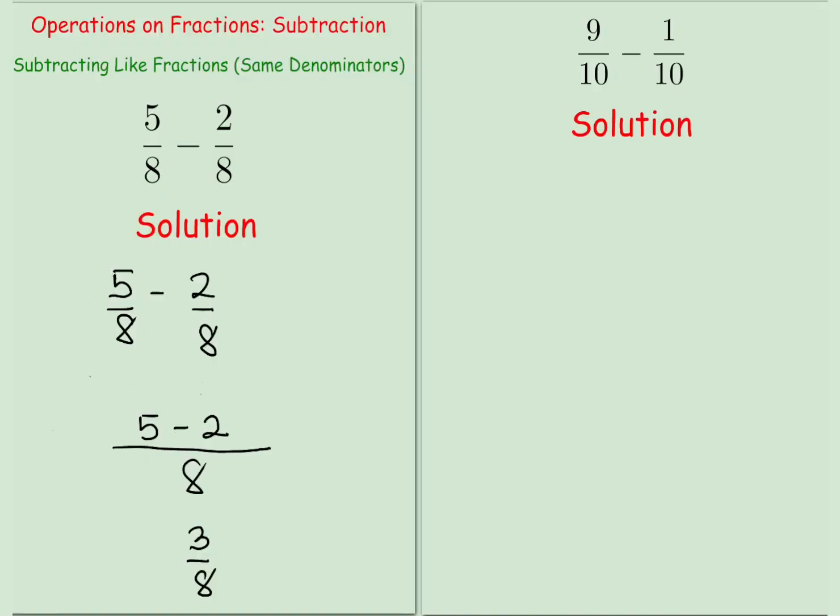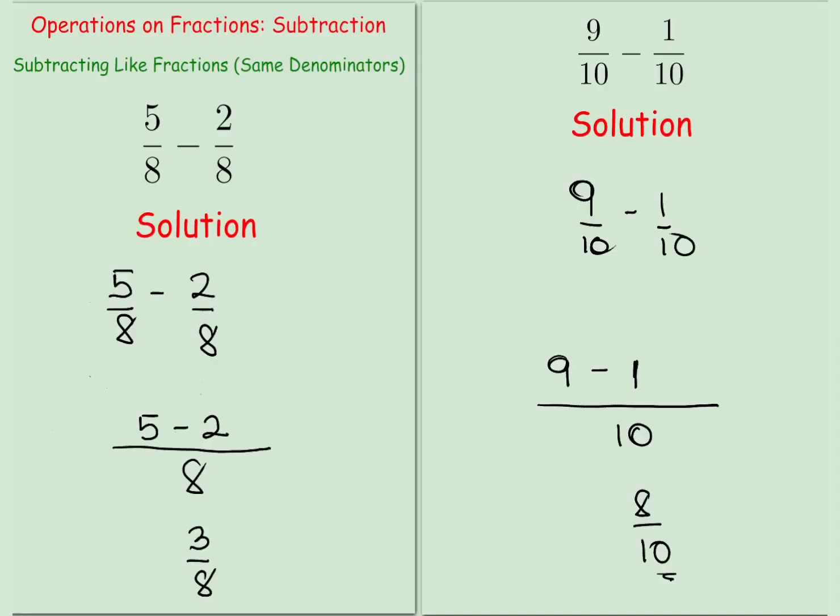This is also another example over here. We have 9 over 10 minus 1 over 10. The denominators are the same. So you just write your 10 and then you work on the numerators. So working on the numerators, you are going to get 9 minus 1, and 9 minus 1 gives us an 8. So we have 8 over 10. As simple as that. So when it comes to subtracting like fractions, this is what we do.